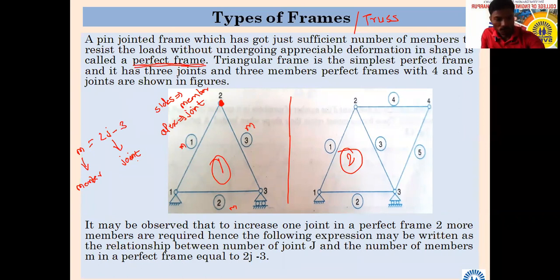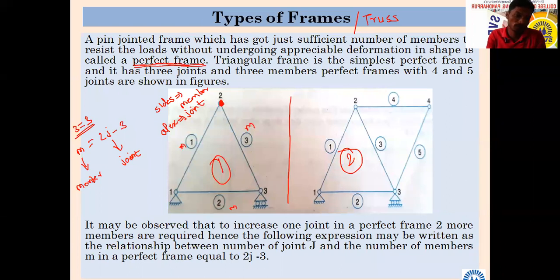If this equation is going to satisfy, then we are going to call it a perfect frame. Now let us check, is it going to satisfy here? 3 is equal to 2j minus 3. So 3 is equal to 3. 3 into 2 is 6, 6 minus 3 is 3. So this first triangular frame will be the example of which type of frame? Perfect frame. It will be the example of a perfect frame.